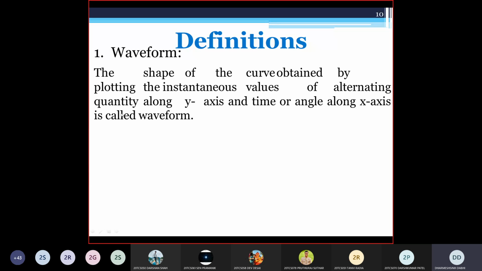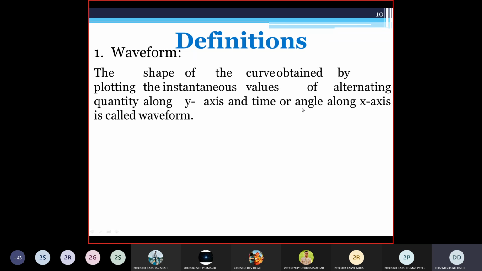Again I repeat, alternating quantity means not only a sine wave. It may be any wave shape, with magnitude along the y-axis and time or angle on the x-axis. Some of the waveforms are changing with respect to time, so draw the wave shape at different times, showing its magnitude on the y-axis and time on the x-axis. Some of the waveforms are changing with angle.